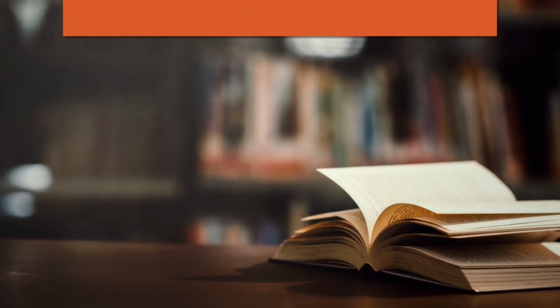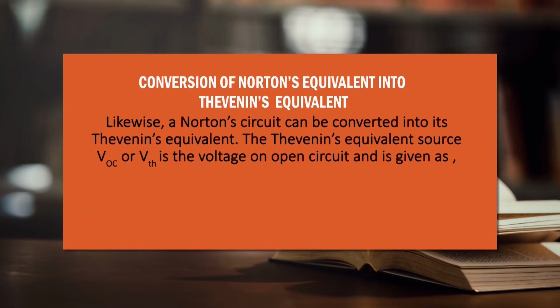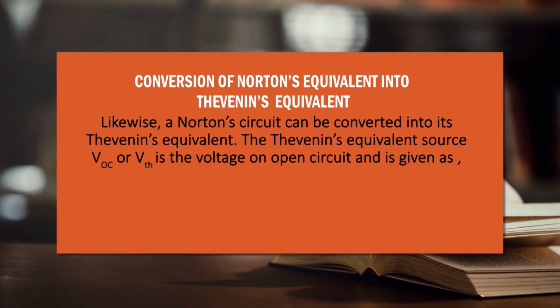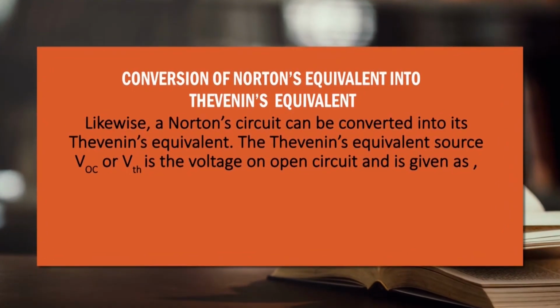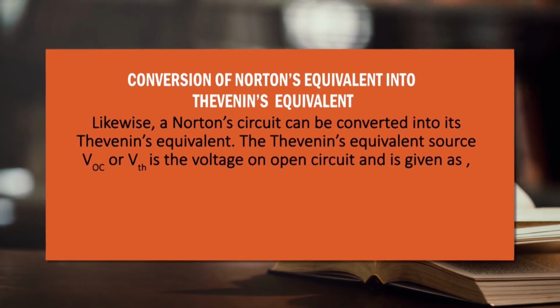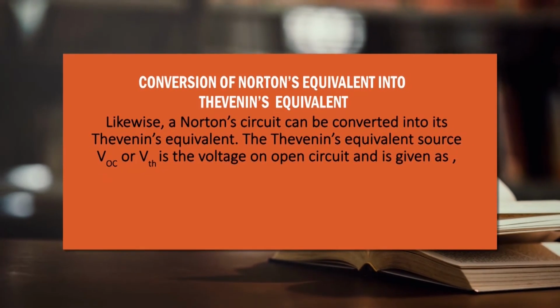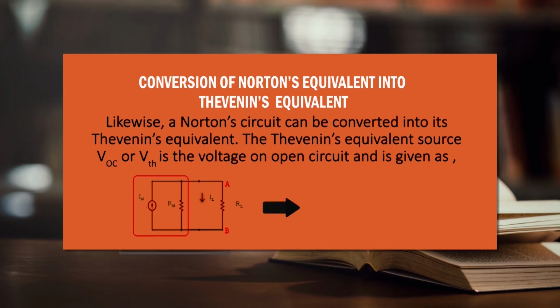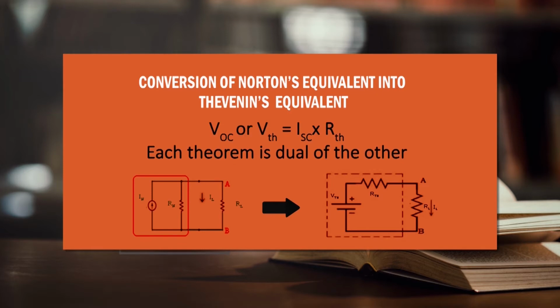Now conversion of Norton equivalent into Thevenin equivalent. Likewise, a Norton circuit can be converted into its Thevenin equivalent. The Thevenin equivalent source VOC or VTH is the voltage on open circuit, and is given as VOC or VTH equal to ISC, that is short circuit current, multiplied by Thevenin resistance. And it is interesting to note that each theorem is the dual of the other.